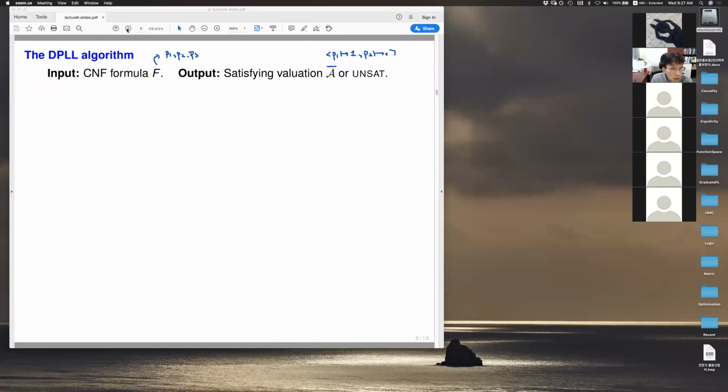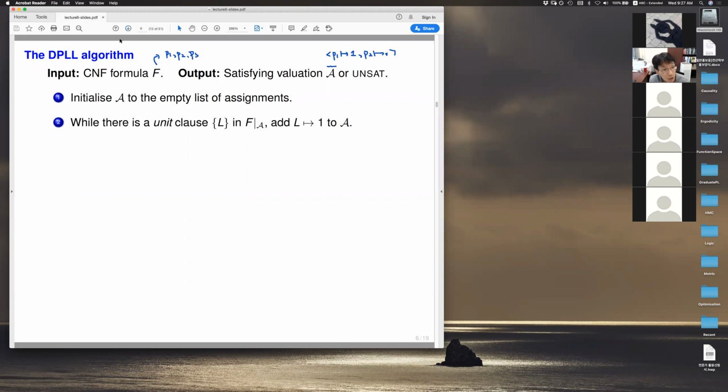Okay, so now how the algorithm works. You first initialize the satisfying assignment A to the empty list of assignments. That's the first step. And the next step tries to extend A by using what I call deduction. This step is called unit propagation. Here's what it does: it simplifies F under A.